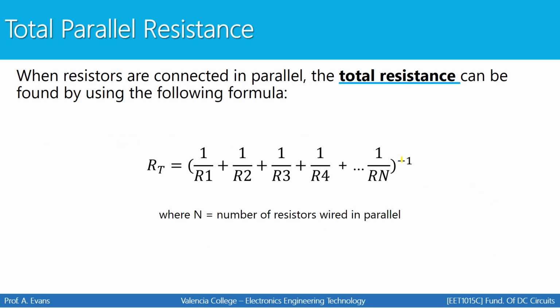When resistors are connected in parallel, the total resistance can be found by using the following formula. Your RT is going to be 1 over R1 plus 1 over R2 plus 1 over R3, etc. You're going to turn each resistance into a fraction, or take its reciprocal, add them all up, and then take the reciprocal of that sum. And you can do this for any number of resistors wired in parallel.